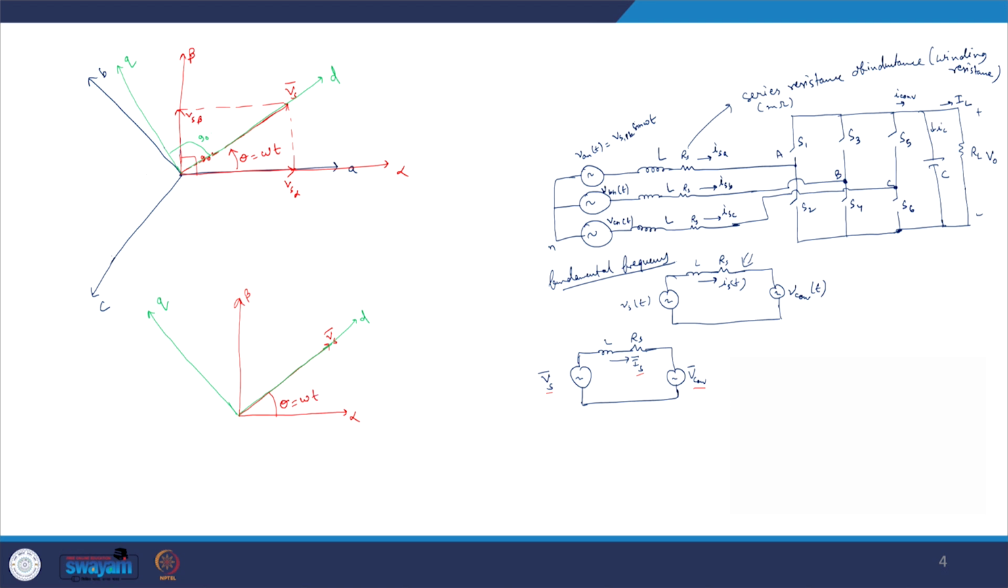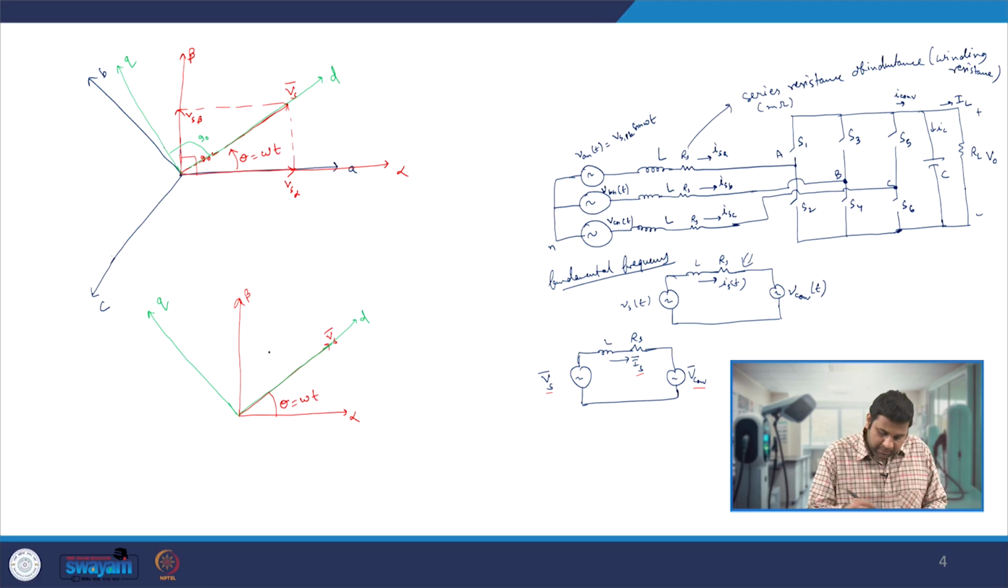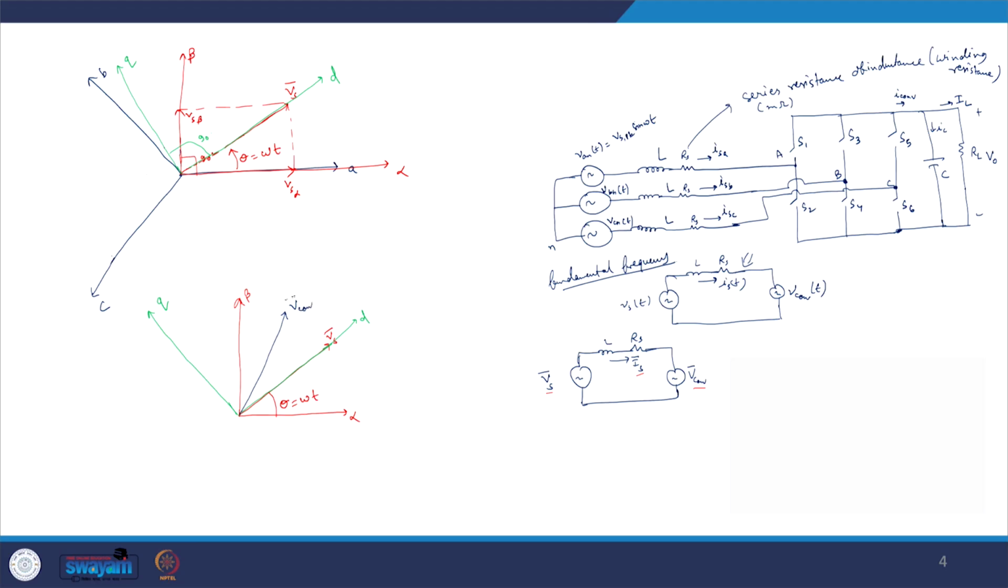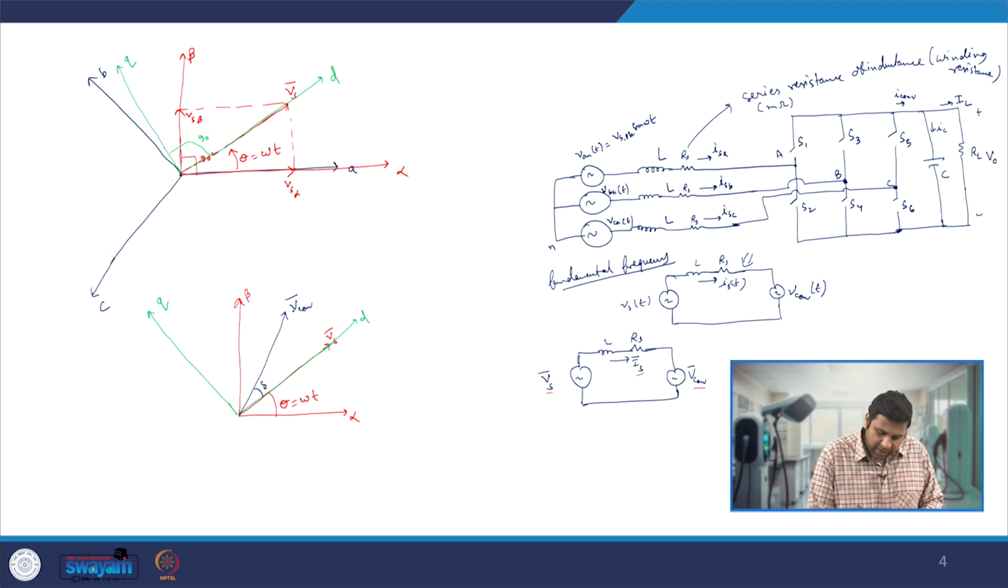Now let us define our V converter space vector. Let us define the V converter space vector at some angle, let us say at angle delta. This could be on this side or on another side; in general, let us define this at an angle delta.